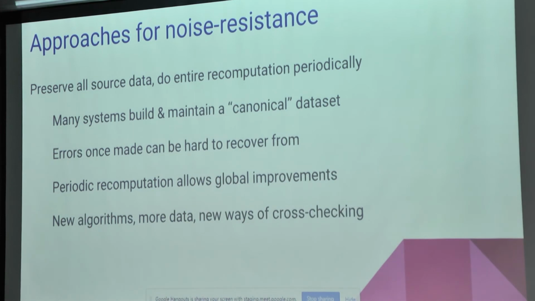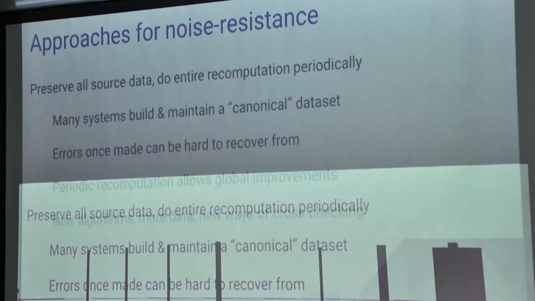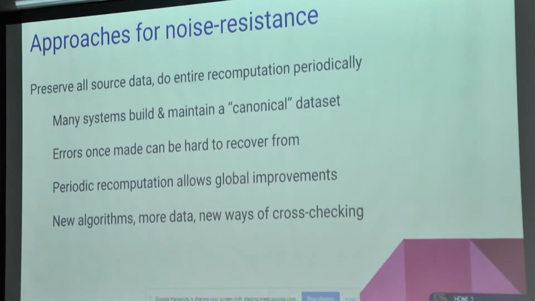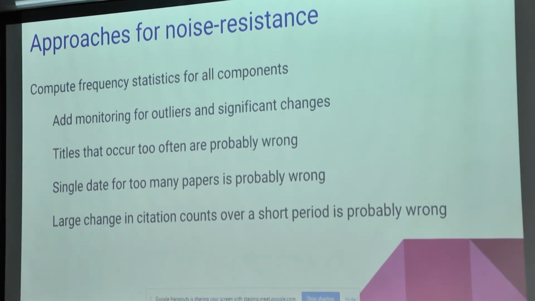The problem with trying to build a canonical data set is you have made decisions. And in the process of making decisions, you have lost whatever information, the redundancy, that might let you recover from those decisions. Periodic recomputation allows global improvements like new algorithms, new data, new ways of cross-checking to apply, so that your service gets better and better over time. If it doesn't handle all the errors today, maybe it will handle some more tomorrow. Can you go to the next slide, please?